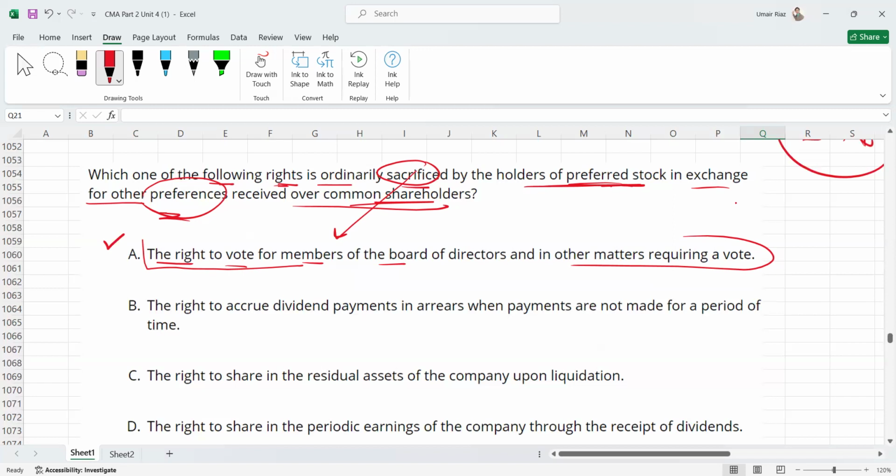Now we have to check why the other options are not the correct answer. The right to accrue dividend payments in arrears when payments are not made for a period of time. This you don't sacrifice, guys. Actually, you have this right. For example, if you have cumulative preferred stock and dividend is not paid in the last year, that will be accumulated and the company has to pay it in the current year, right?